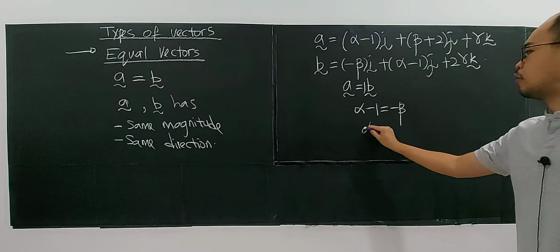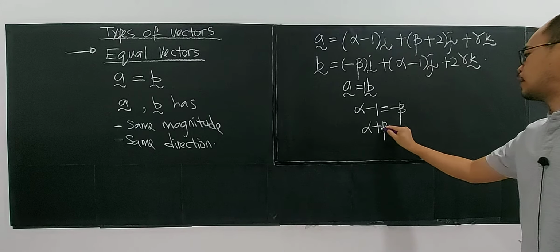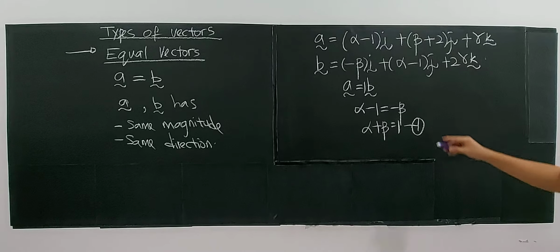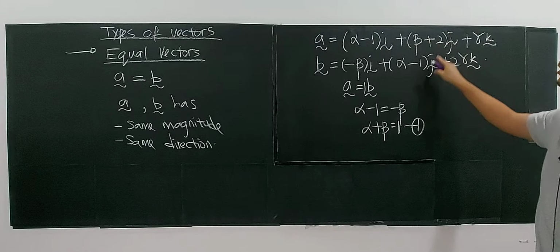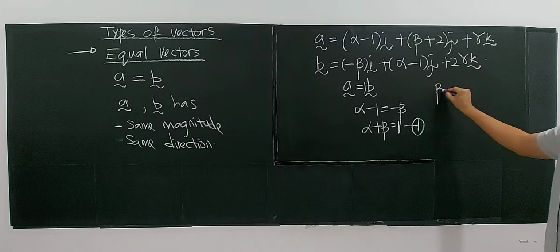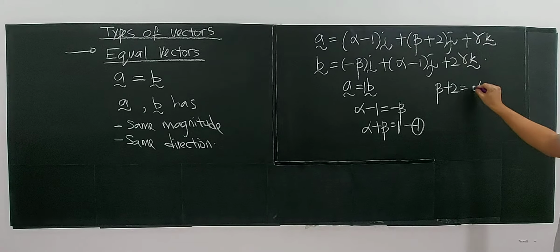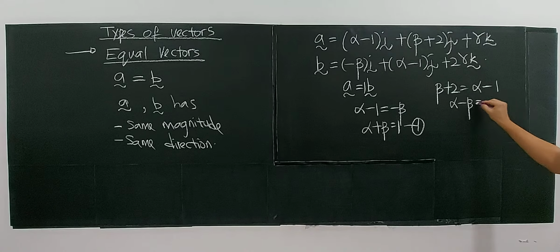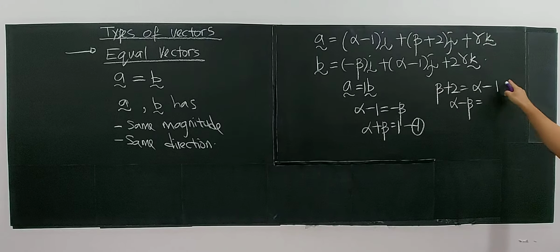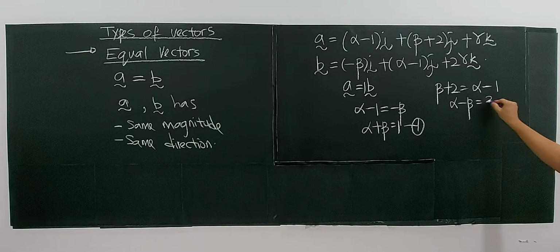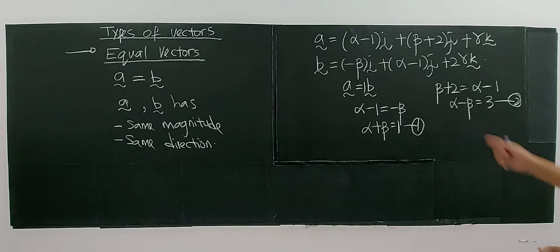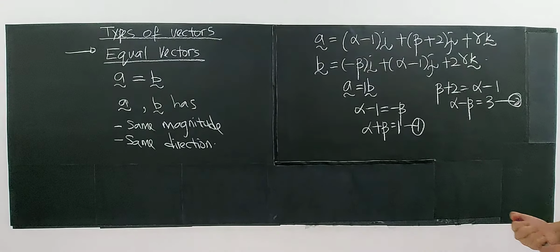So I can form the equation: alpha plus beta is 1. Equation 1. And for j, the coefficient for j will be the same when the two vectors are equal. You have to understand this. So alpha minus beta: I bring the beta over to that side, and 2 plus 1, we have 3, as equation 2. So these two equations are enough for me to solve the values of alpha and beta.